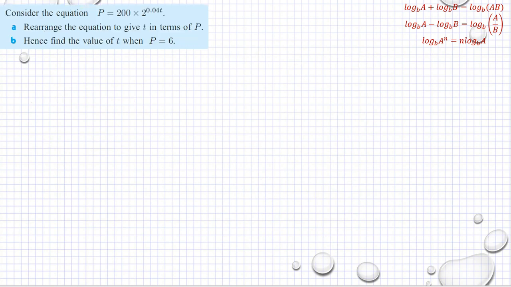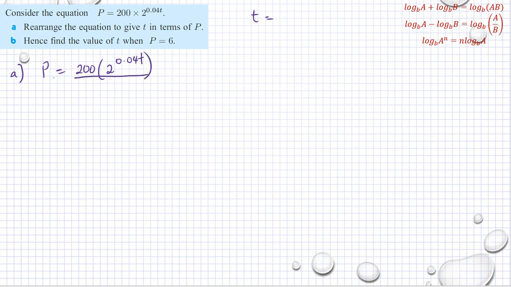Okay. Next, consider the equation p is equal to 200 multiplied by 2 raised to 0.04 t. Rearrange the equation to give t in terms of p. Then we need to have t is equal to something. Okay. So if I'm going to write down p is equal to 200 multiplied by 2 raised to 0.04 t.